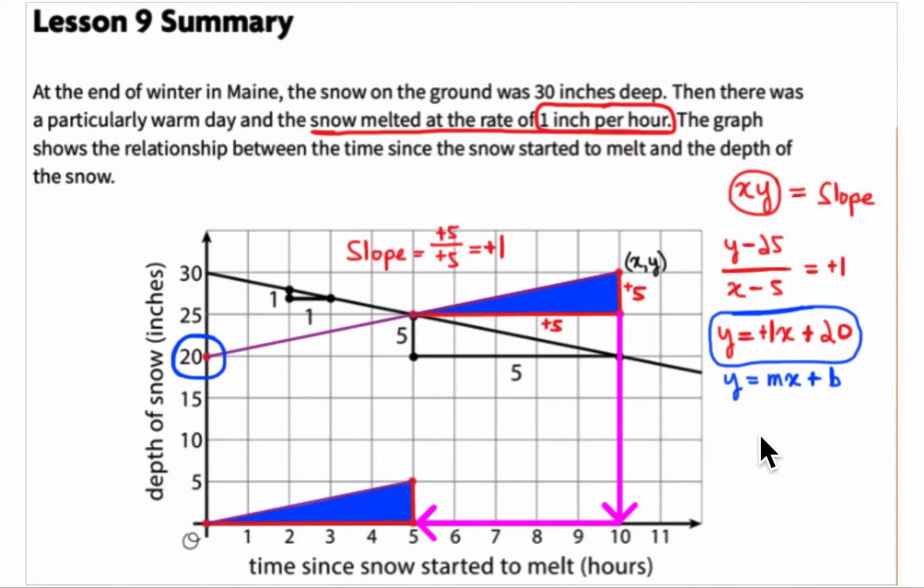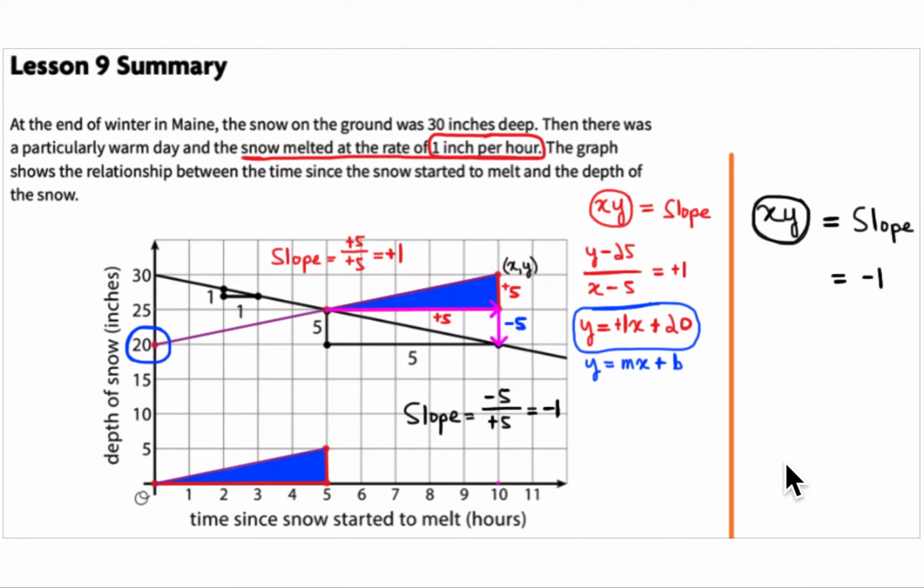Now, I'm not going to go through all the algebra for you, but if you did that, you'd end up with an equation that says y is equal to 1x plus 20. And notice that the y-intercept is at positive 20. So this line has a slope of 1, and it goes through the y-axis at a positive 20.